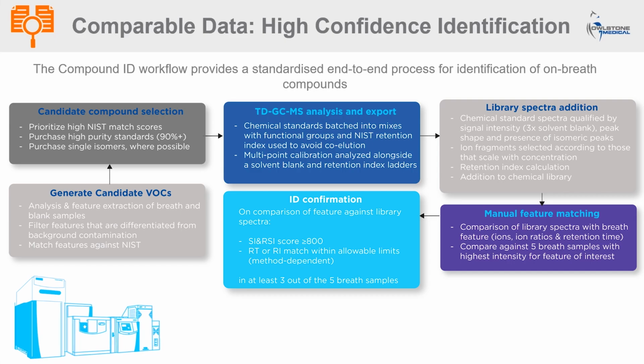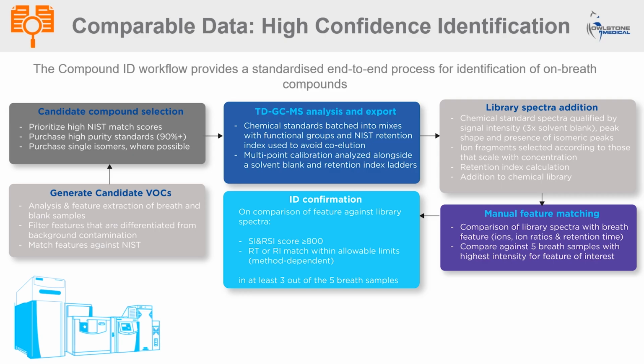First, we generate candidate VOCs via the analysis of breath and blank samples. Importantly, we differentiate breath signal from background contamination. And for those features, we match them against the NIST library. To select candidate compounds, we prioritize those that match against a breath feature with a high NIST match score. We then purchase those high priority standards as single isomers where possible.